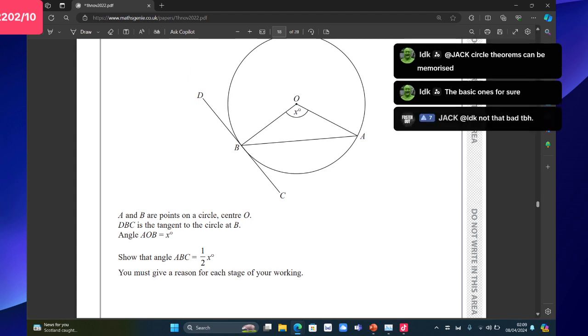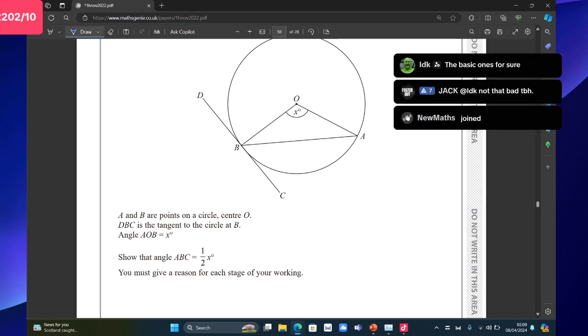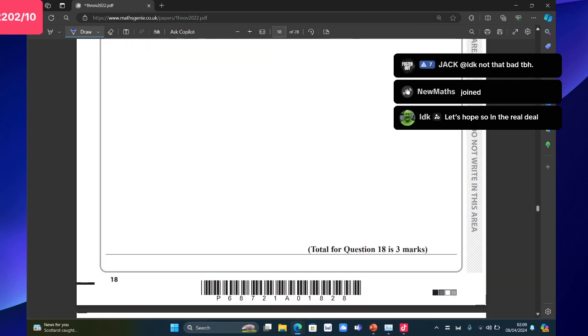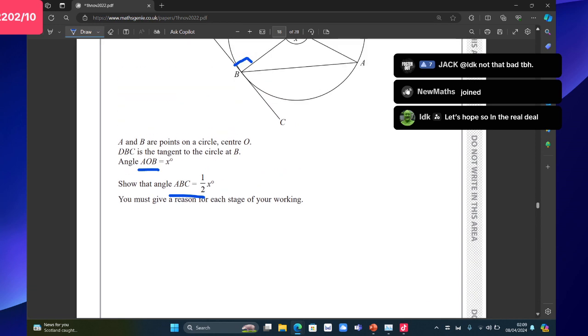DBC is a tangent to the circle at B. So therefore, this angle here will equal 90 degrees because a tangent to a circle meets the radius at 90 degrees. So this will be equal to 90, and we'll come back to that in a second. Angle AOB is equal to x, so angle ABC is equal to half x. You must give a reason for each step in your working. It's worth 3 marks.